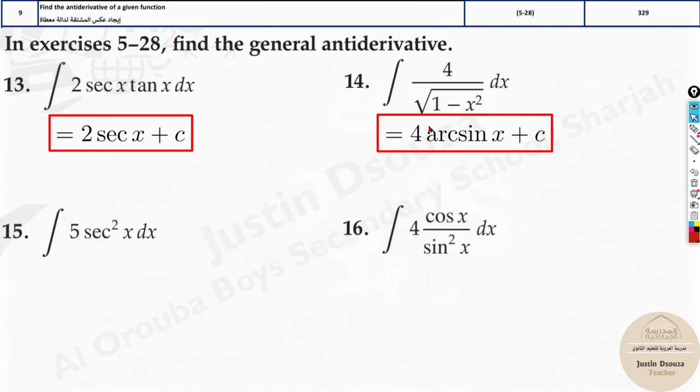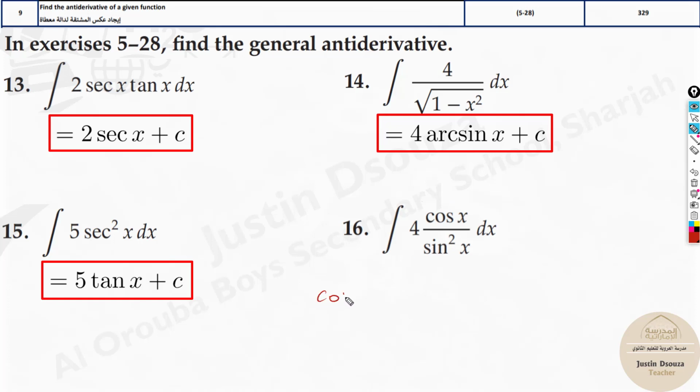Now remember in your option, if there is arc cos, that means it's cos inverse. Now this is tan because we know the derivative of tan is secant squared. So over here it's the inverse of it. Over here, we need to first simplify this. Let's simplify cos by sine. That will be cot. And over here, we have 1 by sine. So this is basically cotangent into cosecant x and 4 dx.